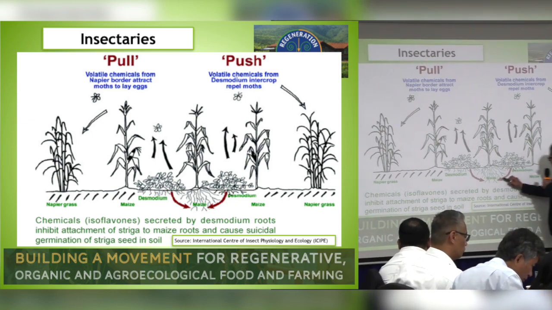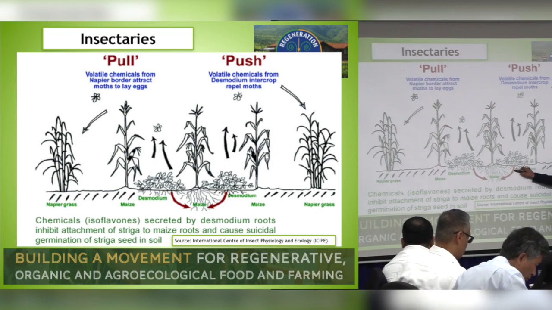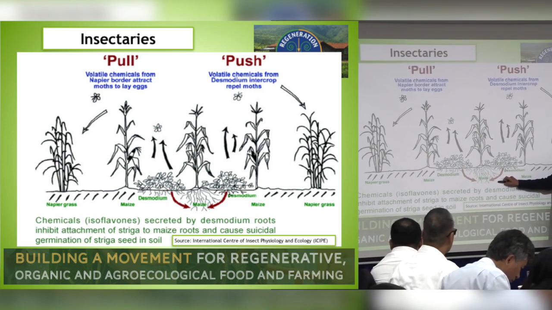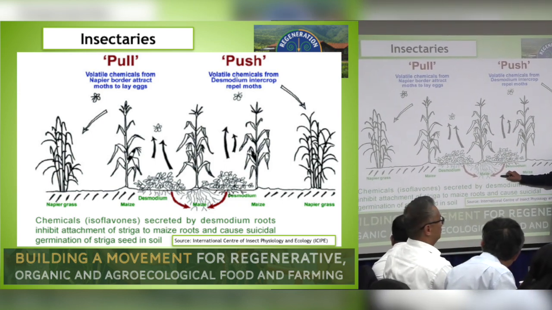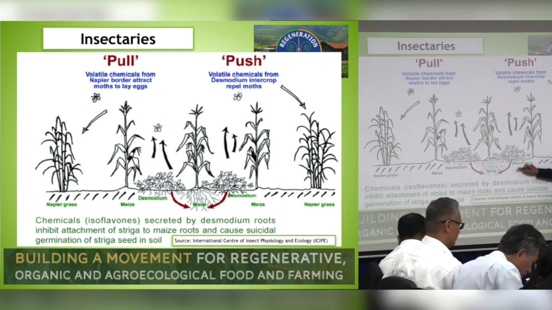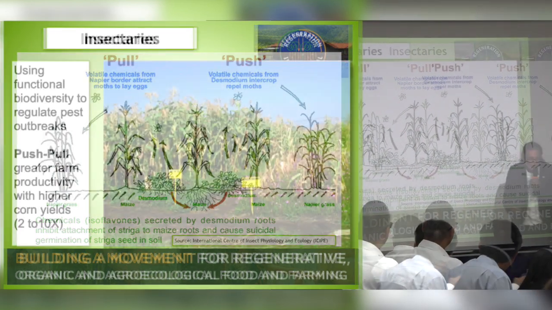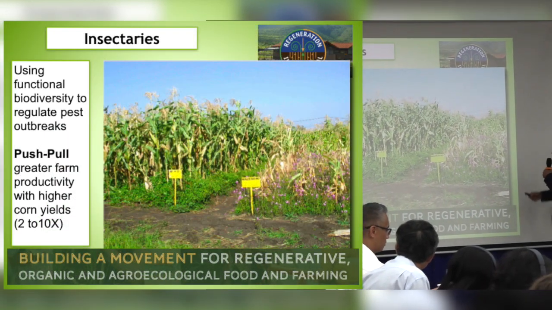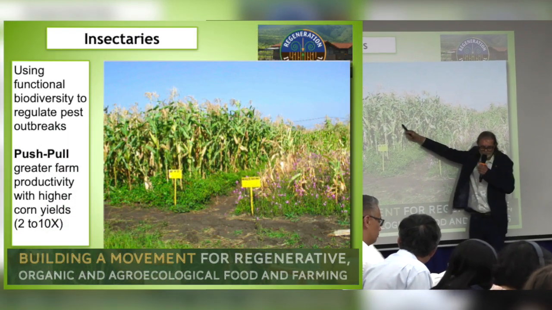Similarly, they put out compounds that cause the suicidal germination of weed seeds. So we can, and it's a legume. It gives us all our nitrogen and it protects it. So this is an example.